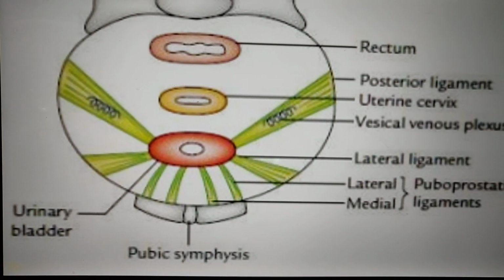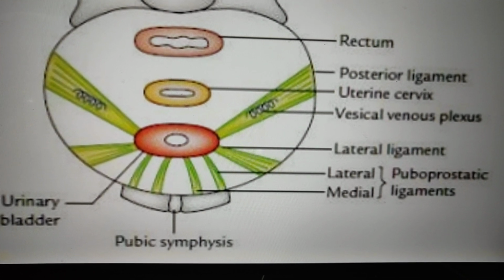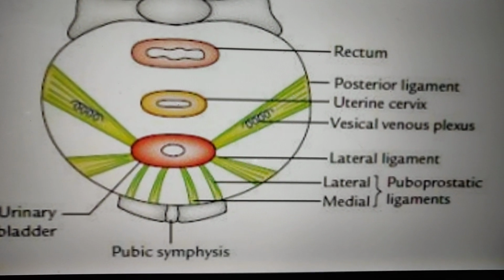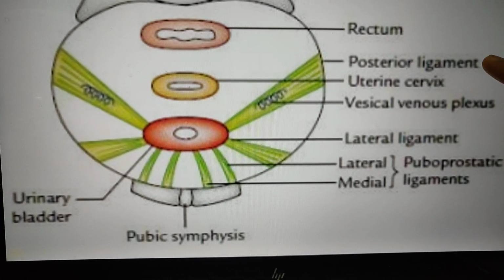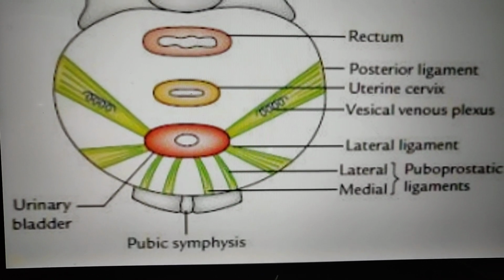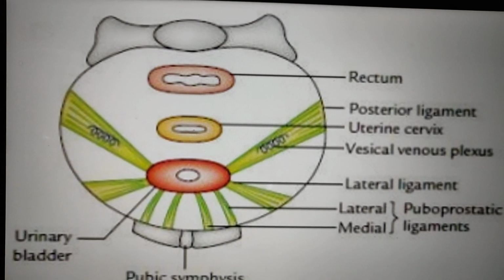Here you can see these are the ligaments, the medial and lateral puboprostatic ligaments. You can see the lateral ligament and the posterior ligaments, which contain the vesical venous plexus. So these are the true ligaments.